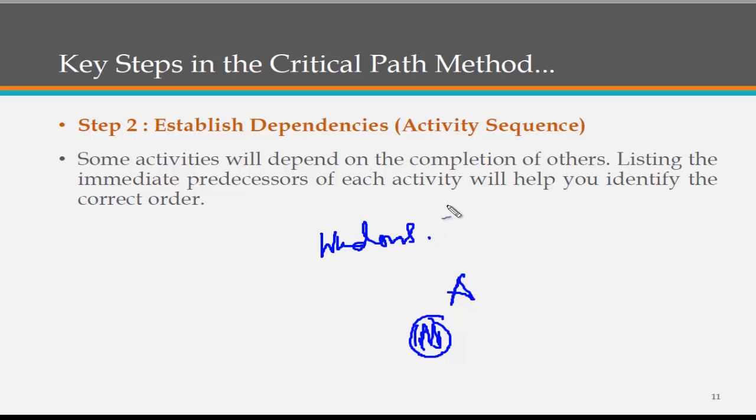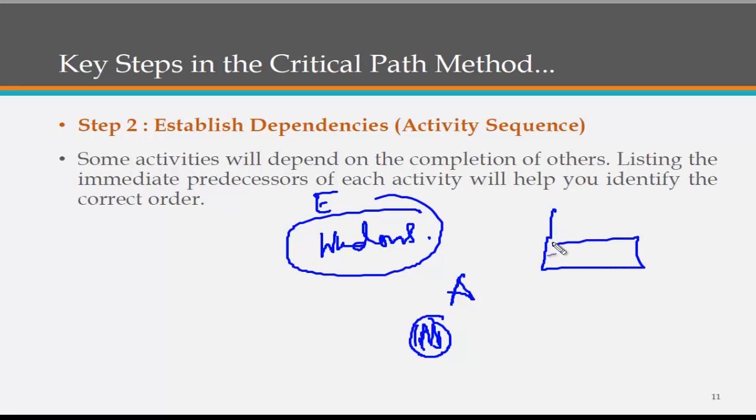Now you are trying to make windows. Say, for example, E is the windows, but I have not yet created the base of the house. I have not created yet the walls of the house. I am talking about the windows, which is not possible. So I need to know the dependencies of the project, that they depend on these other things.